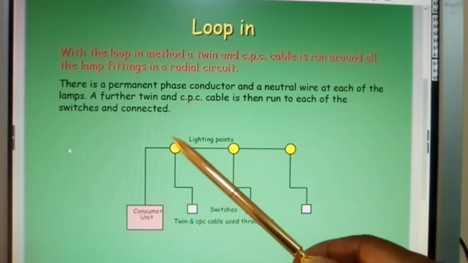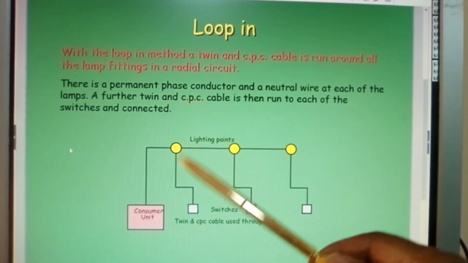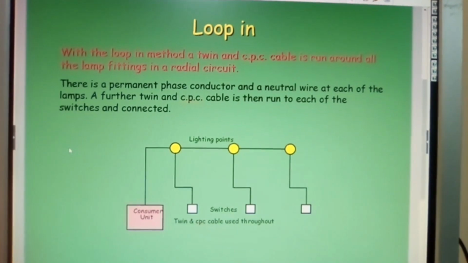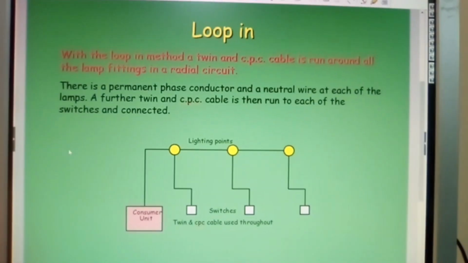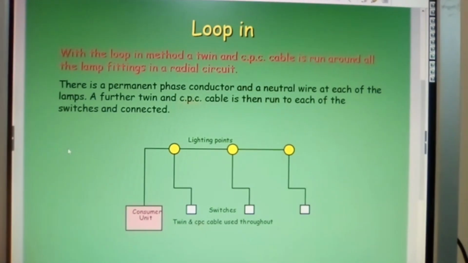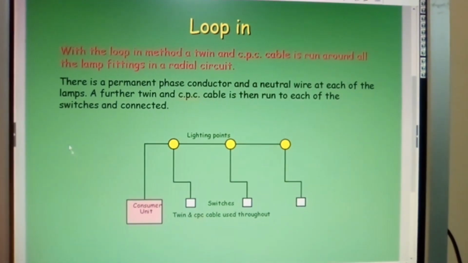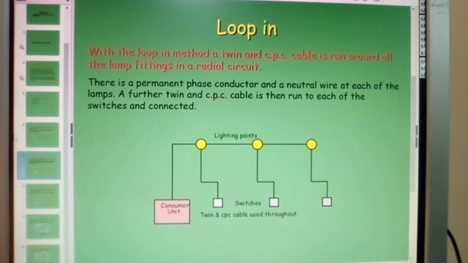Now this would normally be run surface or in capping today, as we call it, plastic capping. So be aware of amendment and variations in this method of wiring.